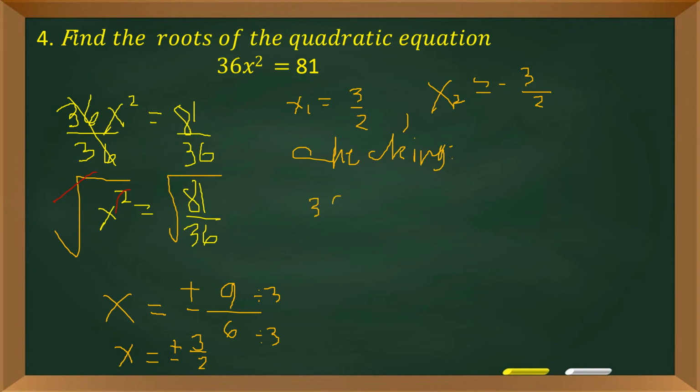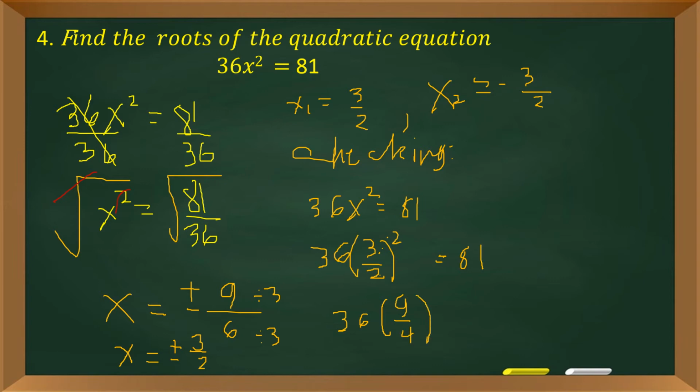The original equation is 36x squared is equal to 81. By substitution, ang unang gagamitin natin x ay 3 over 2. Yung x of 1 squared is equal to 81. So you have 36 times 3 squared. 3 squared is 9 all over 2 squared. Yung denominator squared is 4.